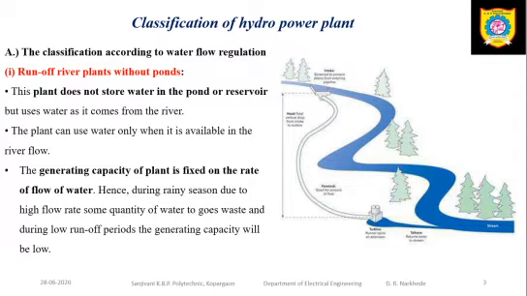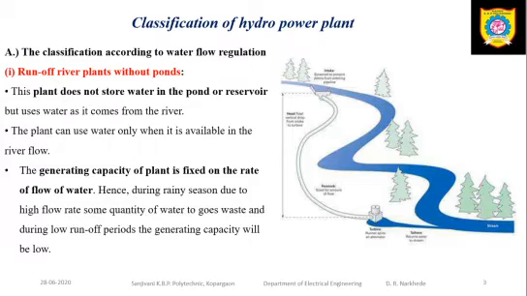So such types of plants are not possible in Maharashtra, as in Maharashtra most of the rivers flow only during the monsoon season, otherwise they are not flowing. The generating capacity of this plant is fixed by the rate of the flow of water. Hence, during rainy season, due to the high flow rate, some quantity of water goes waste, and during the low runoff period, the generating capacity will be low.